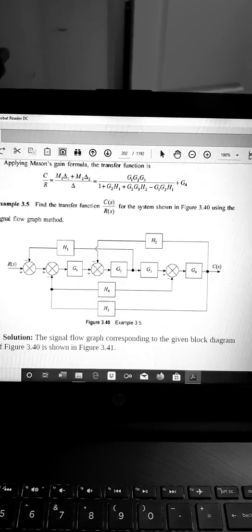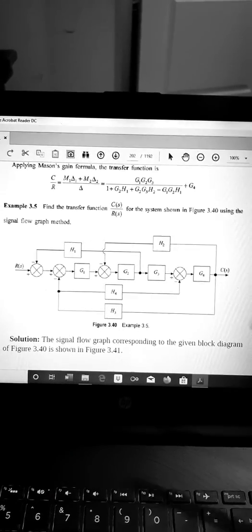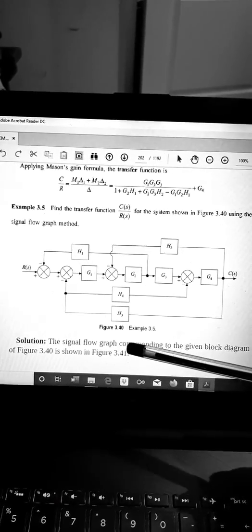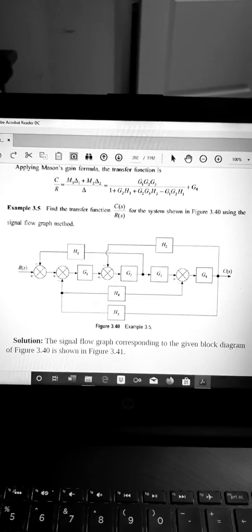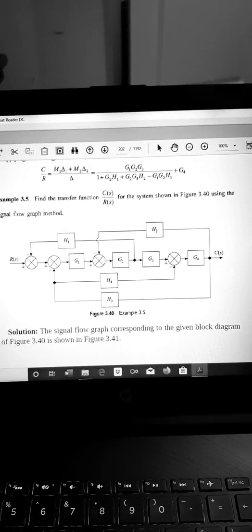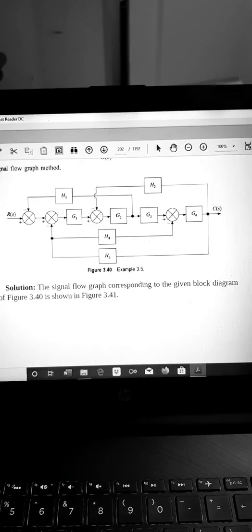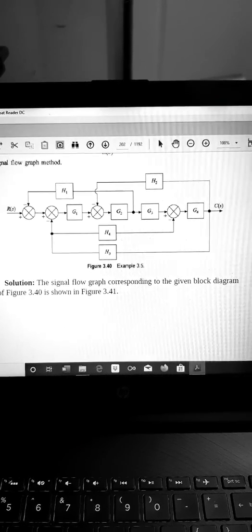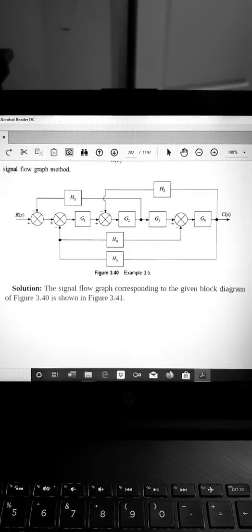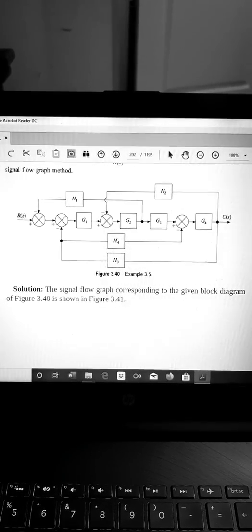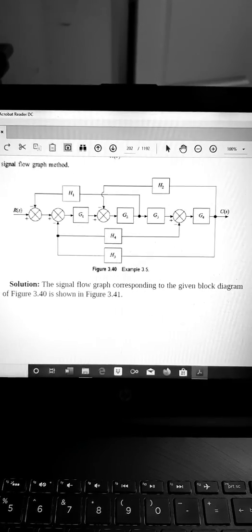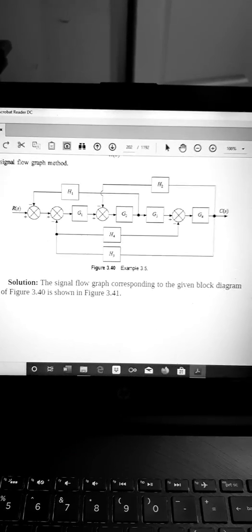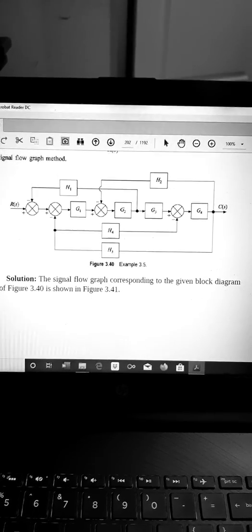Now here also you have to convert this into the corresponding signal flow graph. So when you are converting it, very carefully, R with one, this is a node, this is another node, and this is another node, here another node, here another node, here another node, then here another node. So after that one more node.